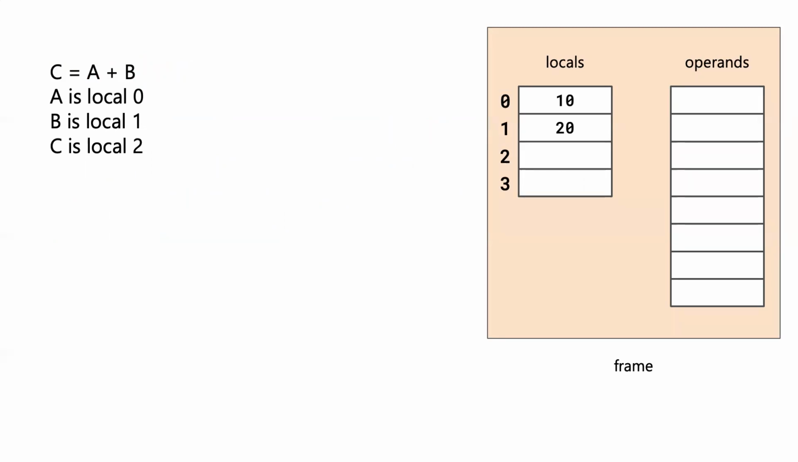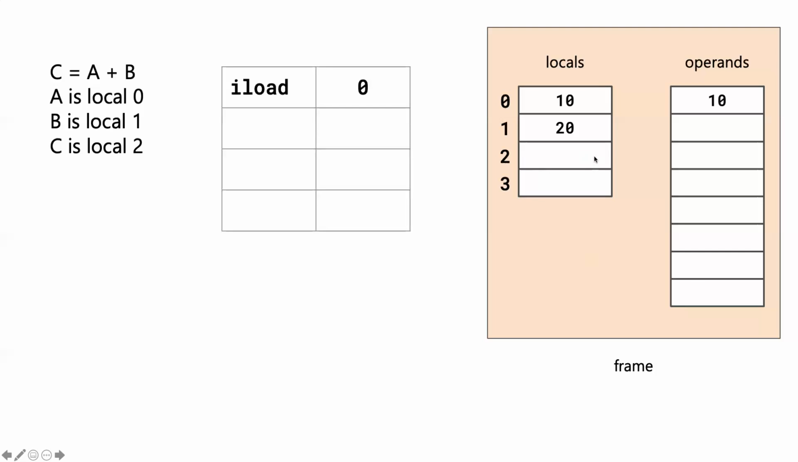If we were executing a method that computed the same thing we were doing a moment ago, C equals A plus B, and A, B, and C are local variables, then they would be stored in this local variable array, which is what we're pretending this is. Let's say A starts out with a 10 in it, and B starts out with a 20 in it, and we want to add those two together and store the result in C. And let's pretend C is local variable number 2.